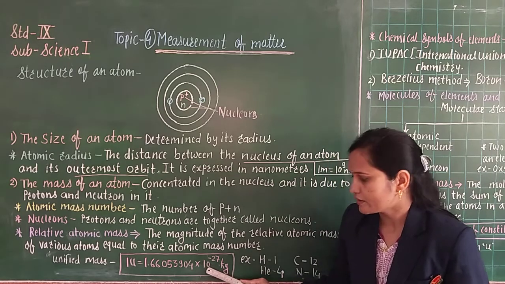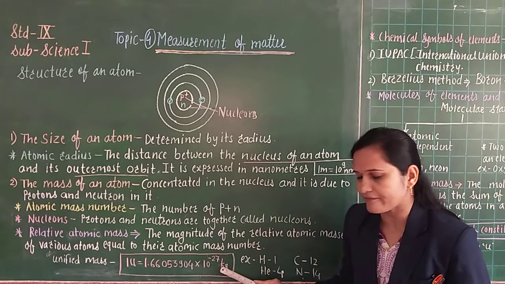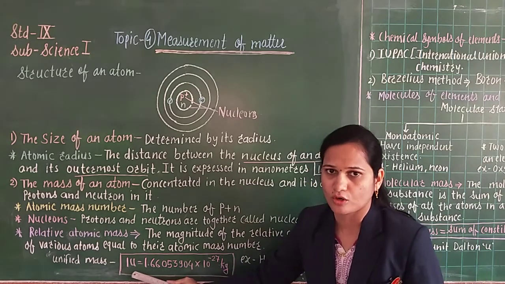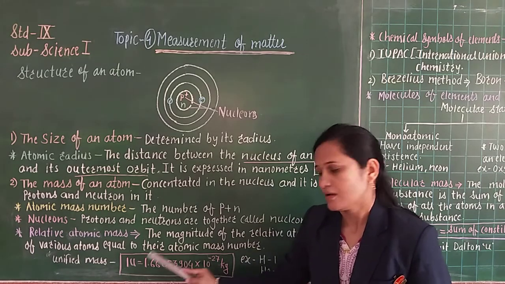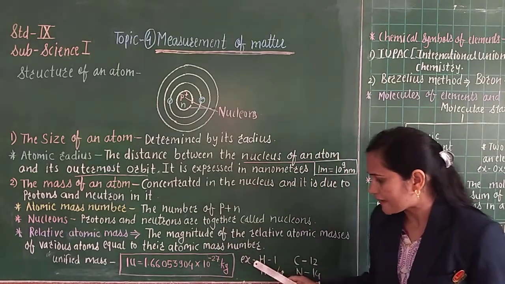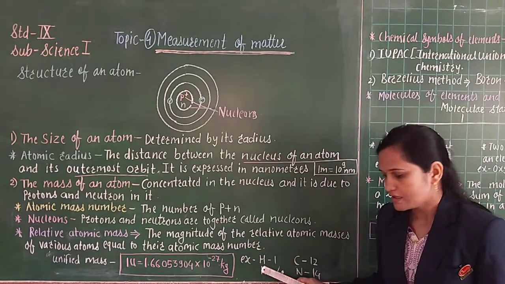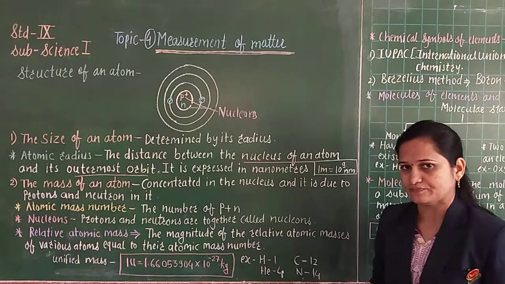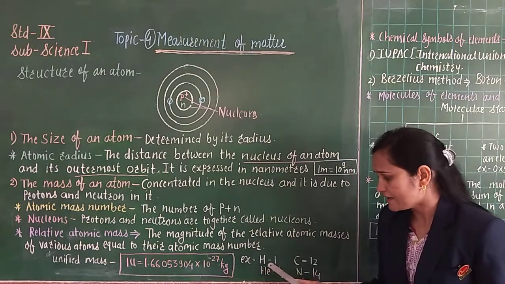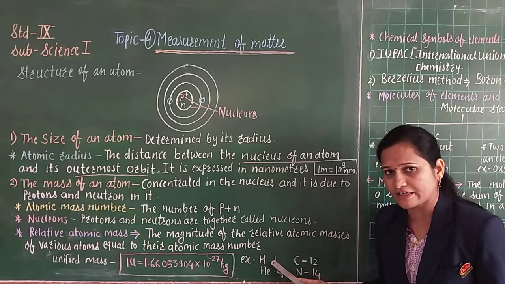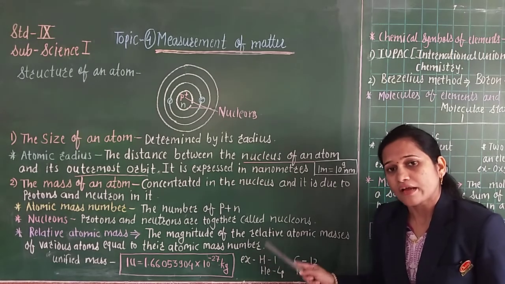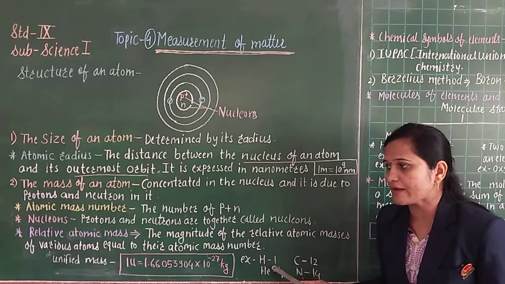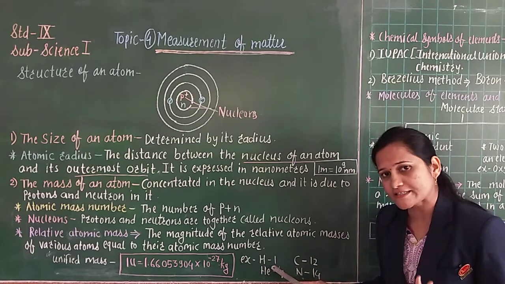1.66053904 into 10 raised to minus 27 kilogram. It is the value of 1 U or 1 Dalton. Now here I have written a few examples. These examples are related to the relative atomic mass. Here H, in front of it I have written 1. Why? Because hydrogen has 1 proton in its nucleus. So the relative atomic mass of hydrogen is 1.